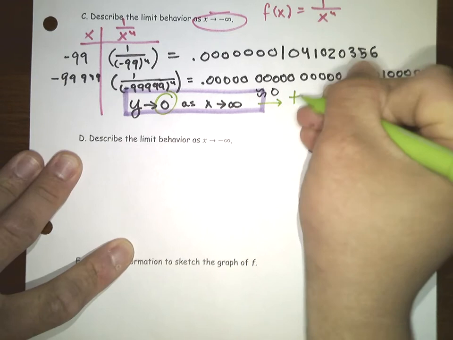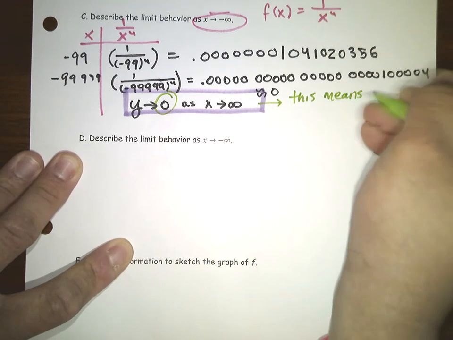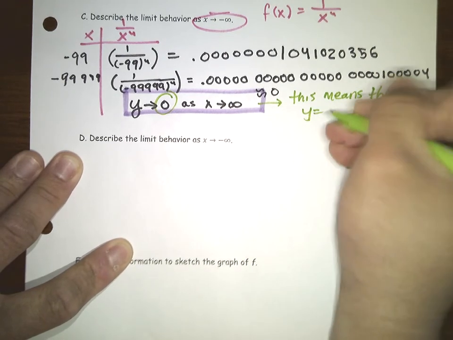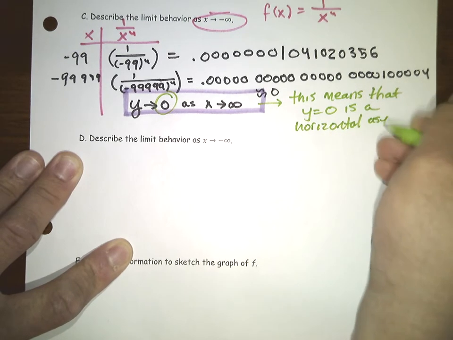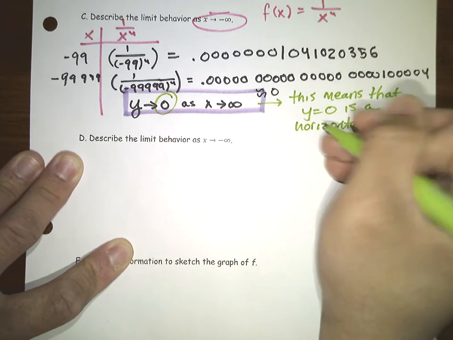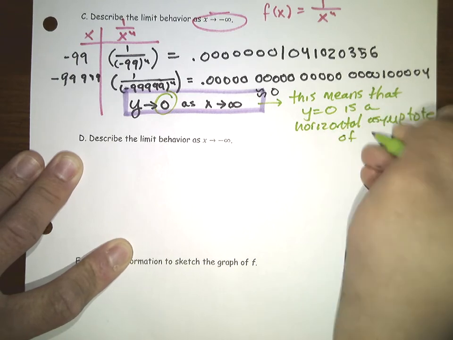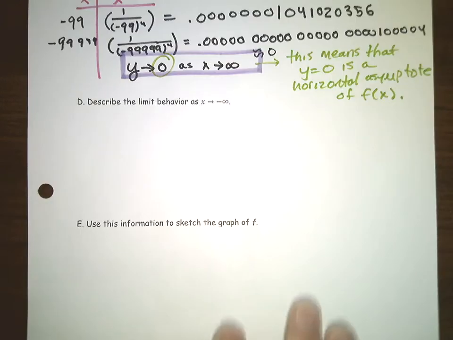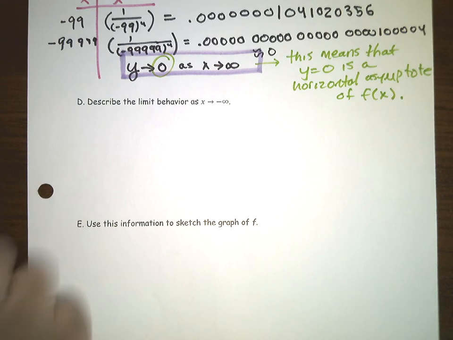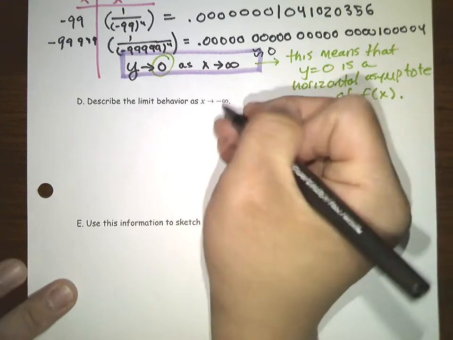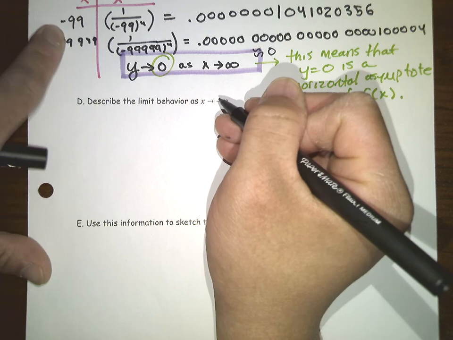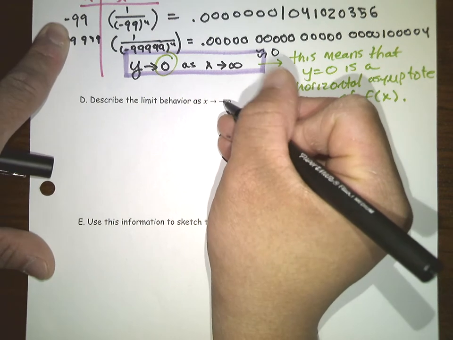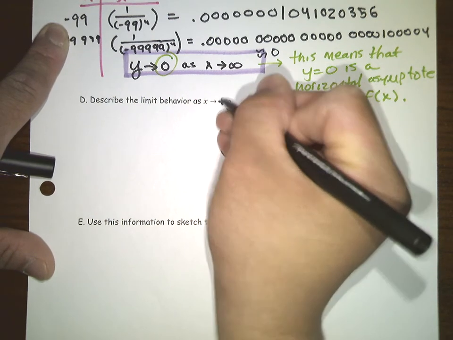So this means that y equals 0 is a horizontal asymptote of f of x. All right. So now we could do the same thing. I actually don't know why one of these should have been positive infinity. That might be why I put the positive 99 first. So just make that positive infinity.